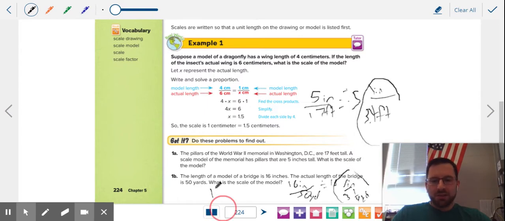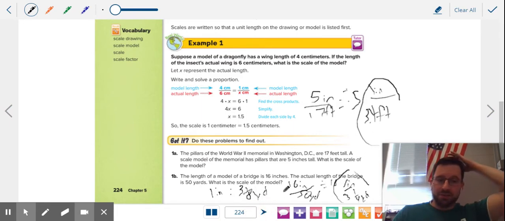Now, sometimes people write scale like this: 1 inch colon 3 1/8 yards. And that's probably the most common way it's written rather than as a fraction.